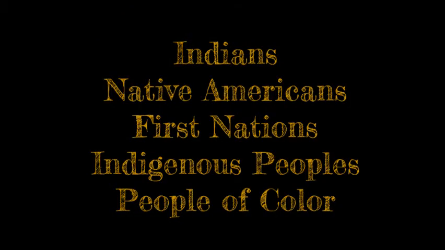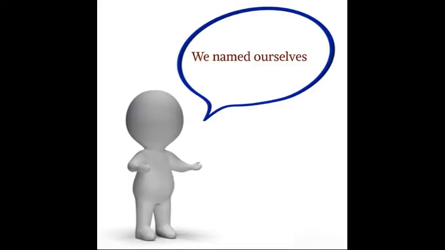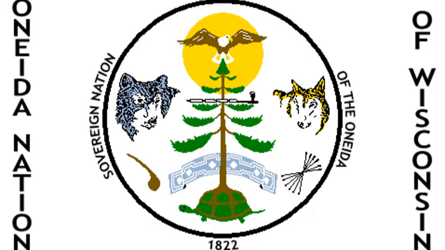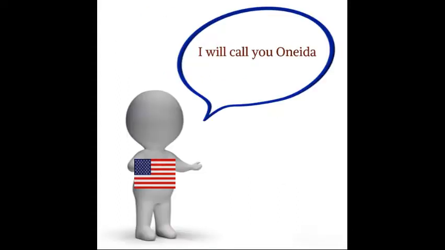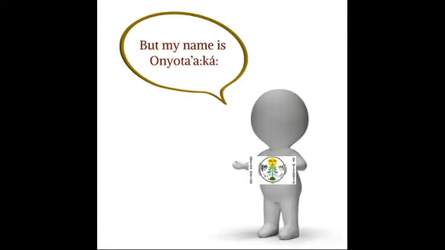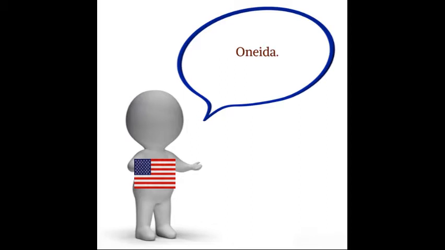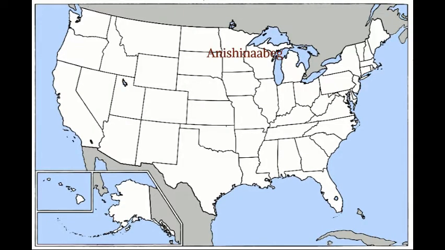Instead, American Indians named themselves in their own languages. Often, this name could be translated in English to mean the people. For example, the American Indian nation white people call the Oneida call themselves Oneota'aka, which can be translated into English as people of the standing stone. In fact, a lot of the names that English speakers call American Indian nations are not names that the people call themselves. Other examples include the Ojibwa, who call themselves Anishinabeg, the Sioux, who call themselves Lakota, Nakota, or Dakota, and the Navajo, who call themselves the Diné.